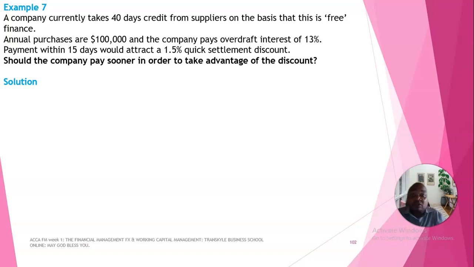A company currently takes 40 days credit from suppliers on the basis that this is free finance. Annual purchases are $100,000 and the company pays overdraft interest of 13%. Payment within 15 days would attract a 1.5% quick settlement discount. So if we pay early, we are going to enjoy a 1.5% quick settlement discount. Should the company pay sooner in order to take advantage of the discount? That's the question, ladies and gentlemen.